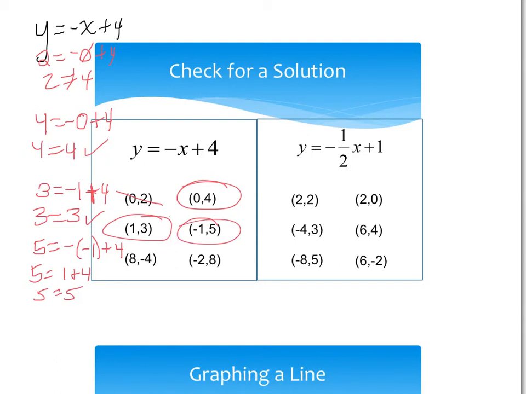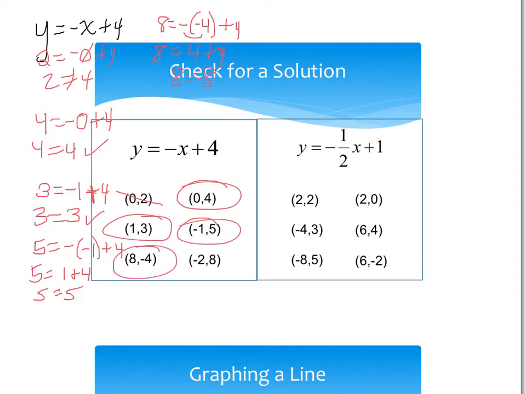Now let's start with 8 in for y. And again, a negative x, and x value is negative 4. So we've got to be really careful with the sign there. Plus 4. So does 8 equal, this is negative, negative, positive. 4 plus 4, 8 does equal 8. So we got another one.